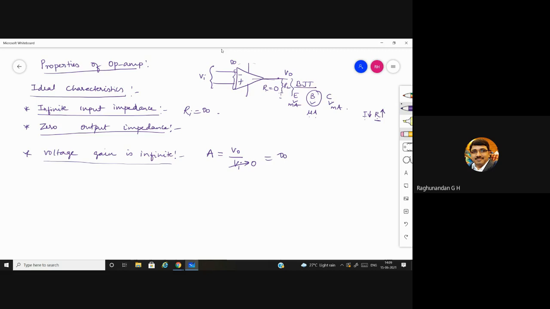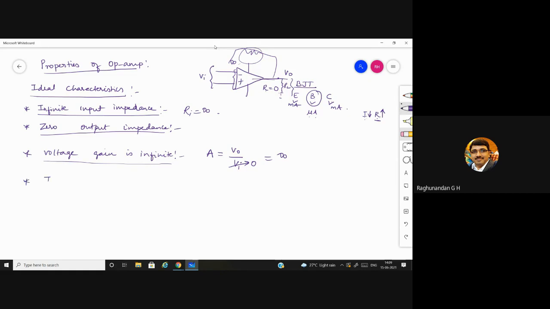In order to reduce that gain, we are going to use negative feedback. Negative feedback is used to reduce the gain, because all the time we don't require maximum gain. Depending upon the applications, we need the gain. So that's why we connect a resistor here. This resistor is connected to control and decide that gain. So the ideal value of voltage gain is infinity.